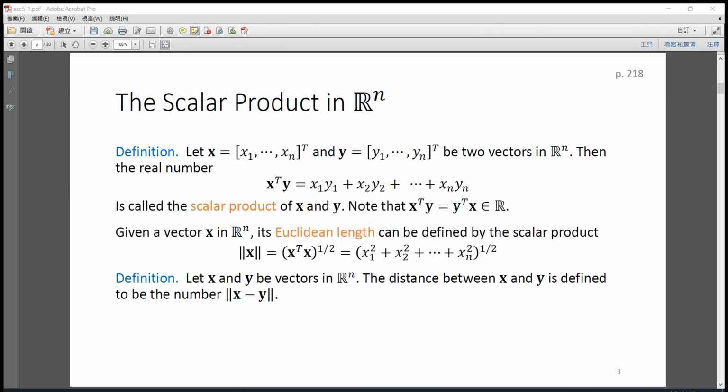Next, we introduce the scalar product in Rn. Let x and y be two vectors in Rn. Then x transpose y is called the scalar product of x and y. The scalar product is a scalar because x transpose y equals x1 y1 plus x2 y2 plus up to xn yn. Note that x transpose y equals y transpose x because the result does not change if we exchange x and y. Thus, the scalar product is commutative. That is, the order of x and y is not important.